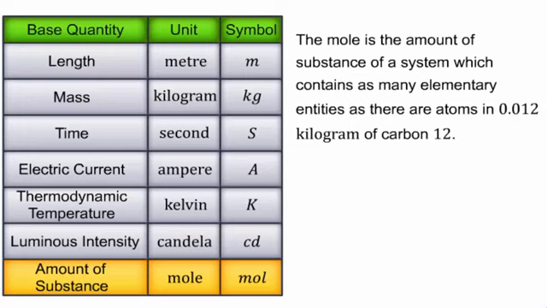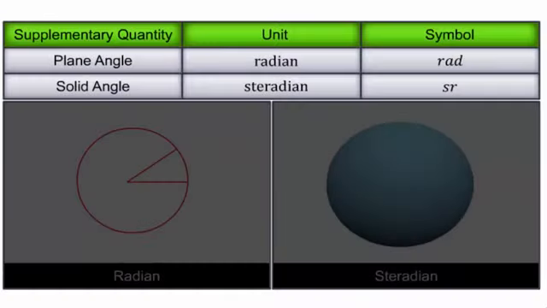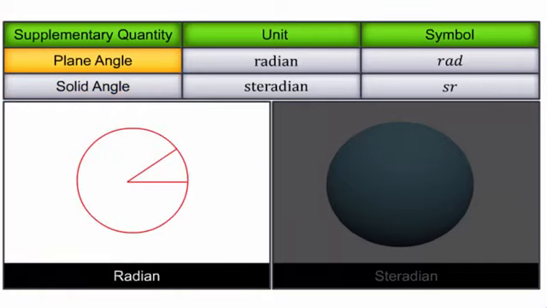Apart from these base units, SI has defined two more units for two supplementary quantities, namely plane angle and solid angle. Plane angle d theta is the ratio of length of an arc of a circle to the radius of the circle, and is measured in radian, denoted by the small letters rad.